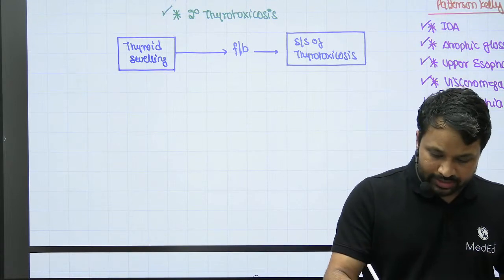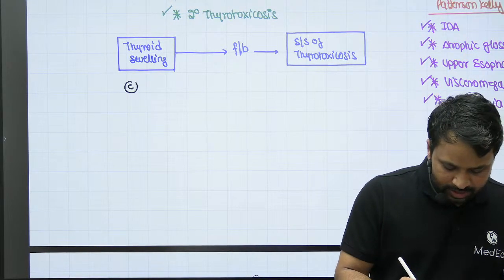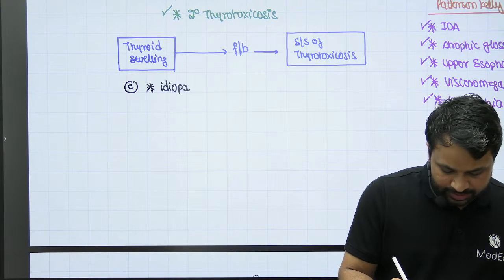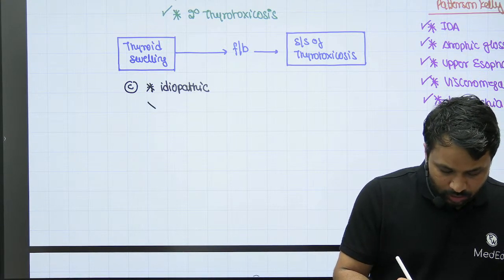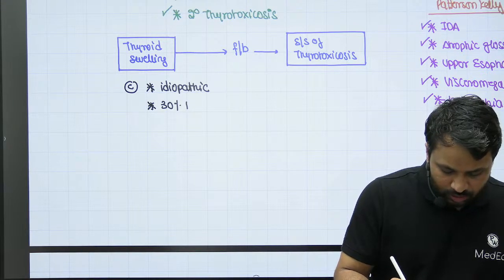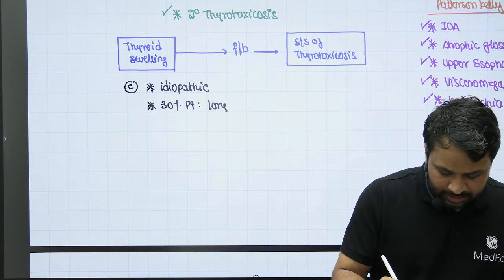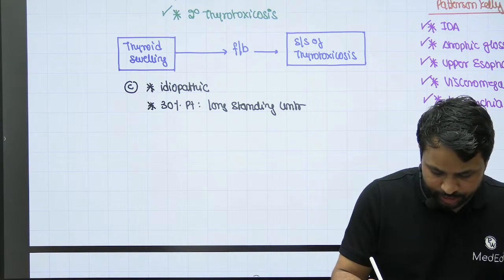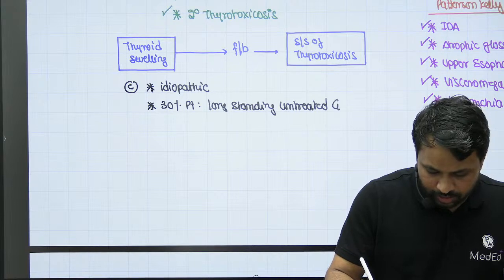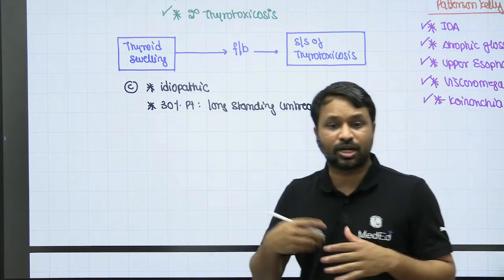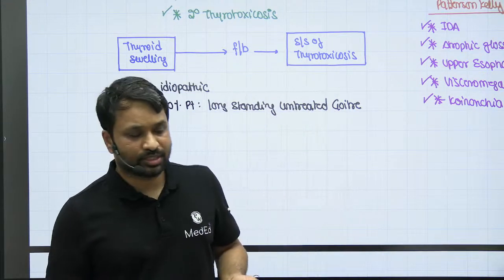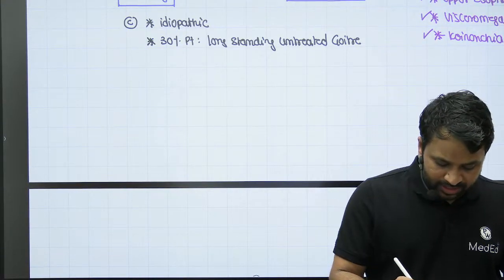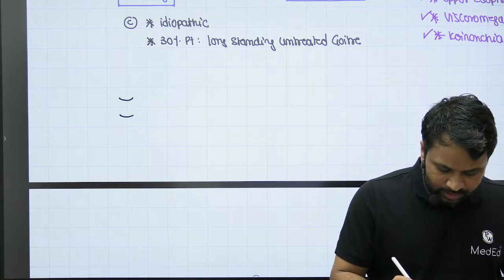Now, what is the cause for this? It is basically idiopathic. It is also seen in 30% of the patients who have a long standing untreated goiter. A long standing untreated goiter can suddenly transform into a thyrotoxicosis status, and that is what we call the toxic multinodular goiter.